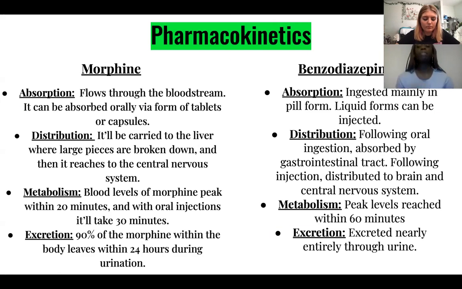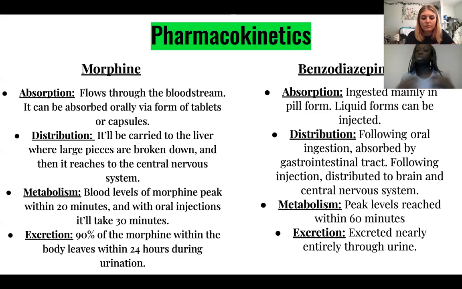So it goes through the mouth, and for the distribution process, it goes to the liver first, and that's where most of it is broken down, especially if it's in large amounts. And then of course it reaches our central nervous system. And then for the metabolism, as I was just speaking about, it goes into the blood. So the morphine really stays in the blood to give a more relaxing feel. That's how it gets to the muscles.